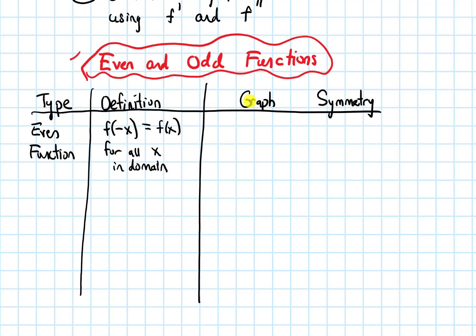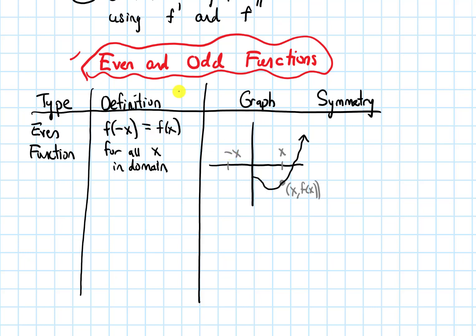And the graph of an even function, if I draw some axes, it needs to have the property that whatever it looks like on one side of the y-axis, so if I look at some x value like this, and I think about its output, so this is the point x comma f of x, the y value at x needs to be the same as the y value at negative x. That's what this definition is saying.